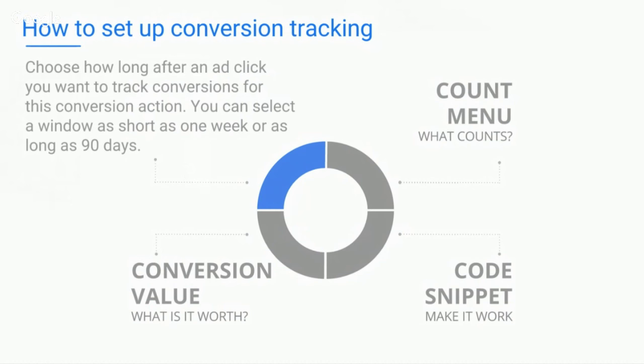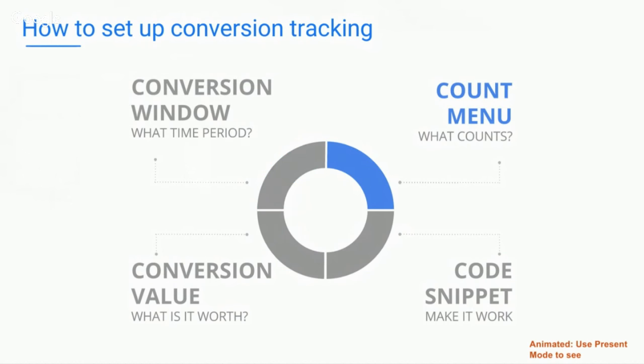What this means is, say someone clicks on your ad, browses around your site, and then leaves, but comes back within 30 days and then buys something. This will be attributed as a conversion if your conversion window is 30 days.